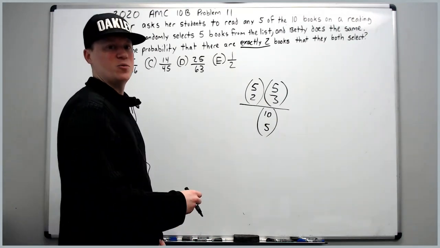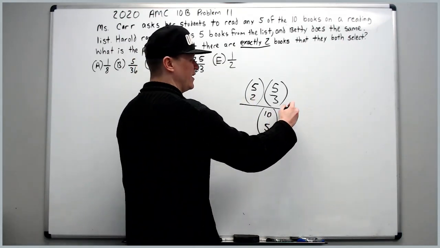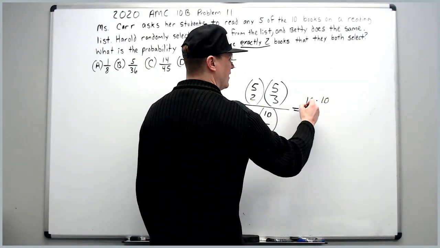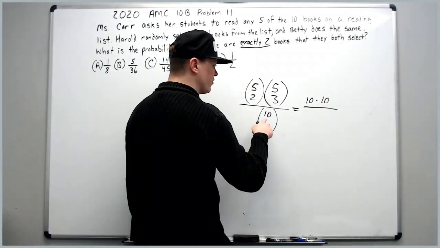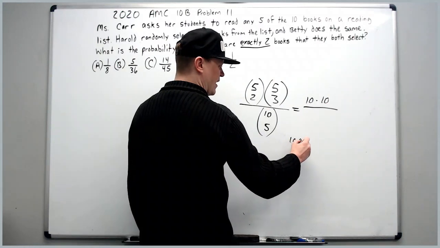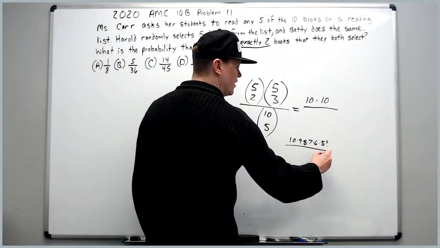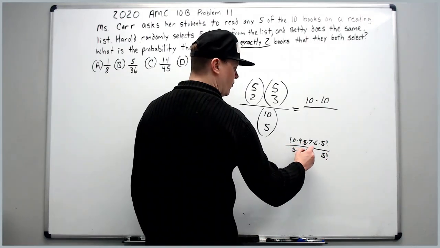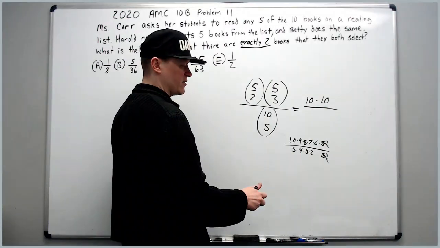This is the answer, we just need to calculate. You should remember 5 choose 2, it comes up so often. This is 10 times 10, 5 choose 2 and 5 choose 3 being equal, over 10 times 9 times 8 times 7 times 6 times 5 factorial, over 5 factorial, 5, 4, 3, 2. And the 5 factorials cancel. I don't usually write the 1.